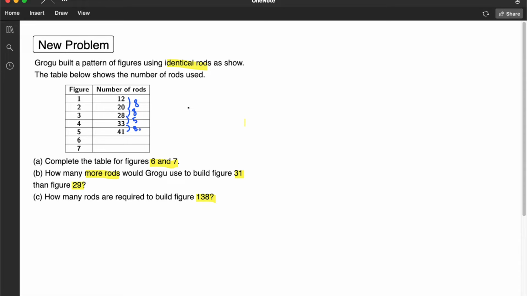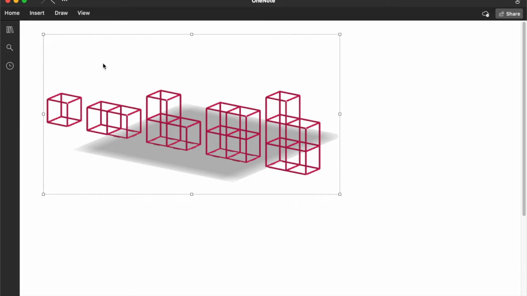8, 8, 5, 8. Alright, so there's a break here actually. So we have 8, 5, 8, and this is very likely to be 5. So this is 46, and after that 8. So 46 plus 8 is 54. So what we can do now is to confirm the numbers that we get using the actual figures.